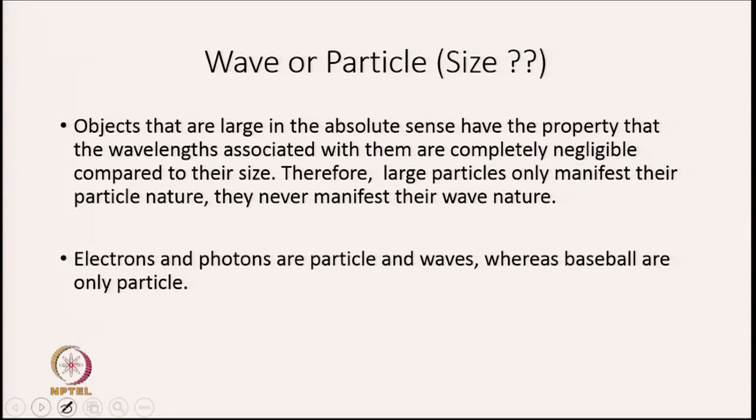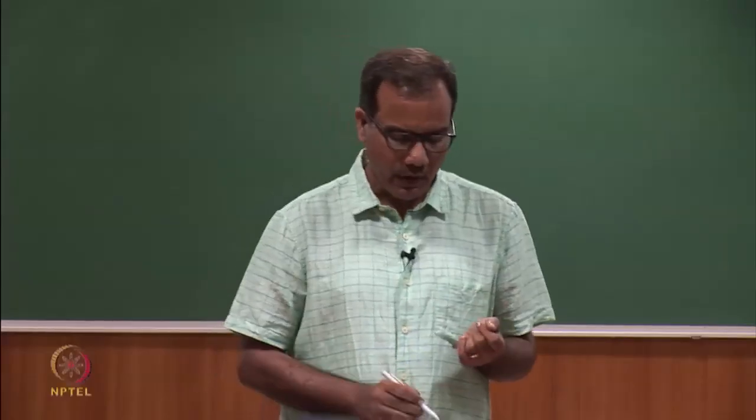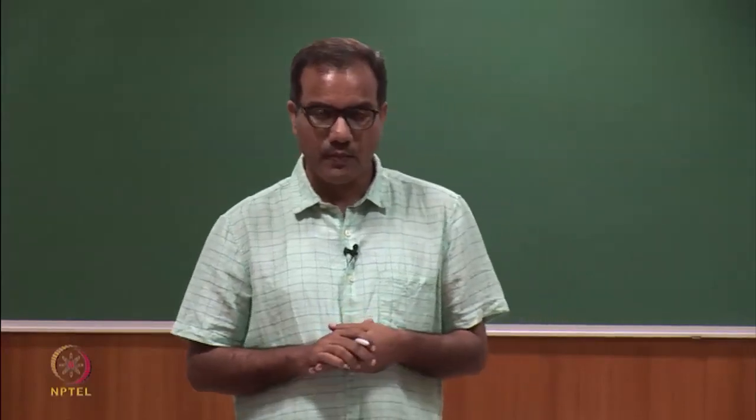Objects that are larger in the absolute sense have wavelengths associated with them that are completely negligible compared to their size. Therefore, large particles only manifest their particle nature, they never manifest their wave nature. So, macroscopic particles never manifest their wave nature, whereas electrons and photons, which are very small, can behave as both particles and waves, whereas a baseball will only behave as a particle.